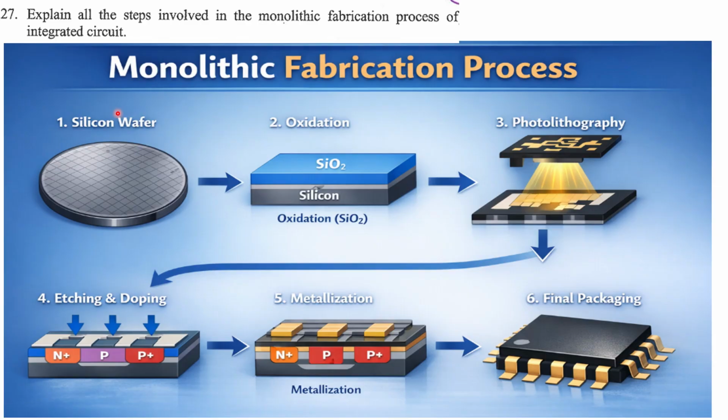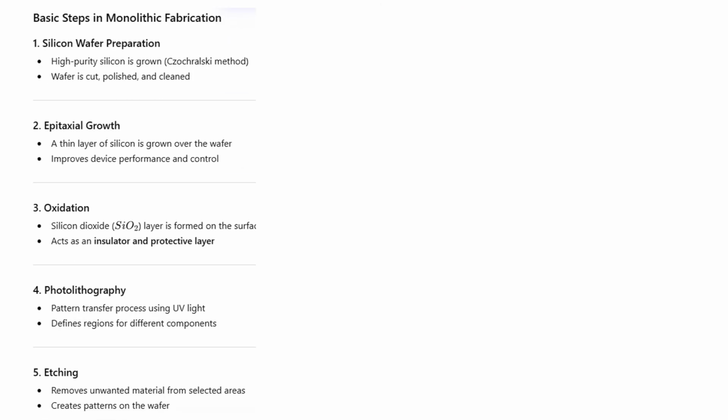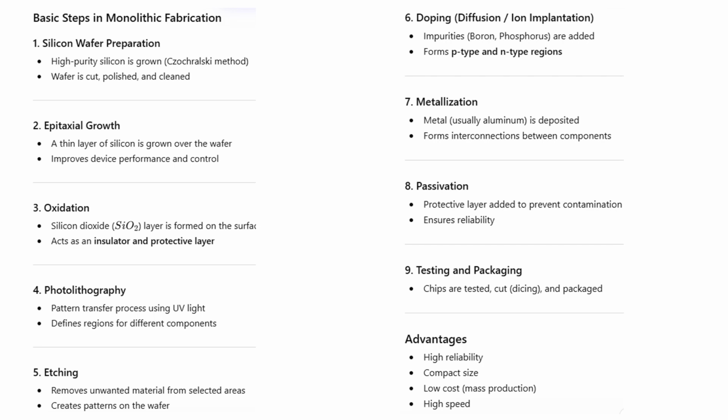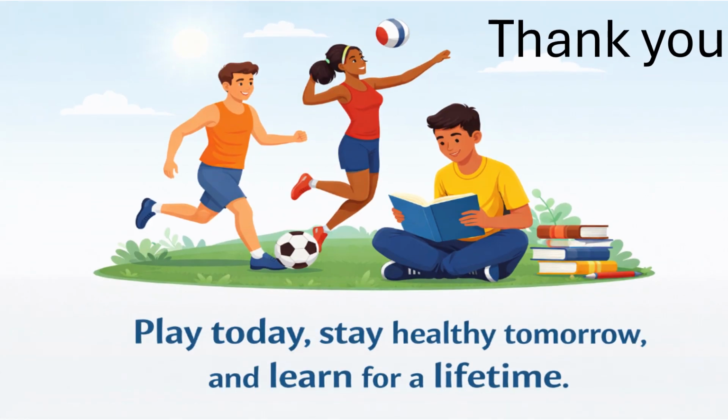Okay, then the next question is: explain the steps involved in the monolithic fabrication process. So silicon wafer oxidation, preparation of the wafer, then it undergoes the oxidation process, then photolithography, etching, doping, then metallization, and final packaging. For more details, you can go through the fifth unit slides that we have discussed in the regular session. Okay, so play today, stay healthy tomorrow, and learn for a lifetime.